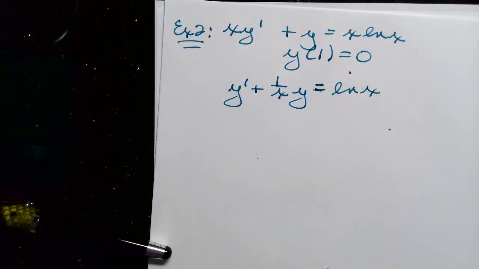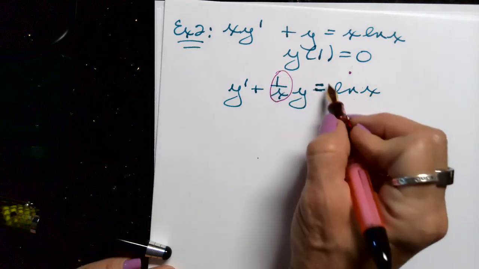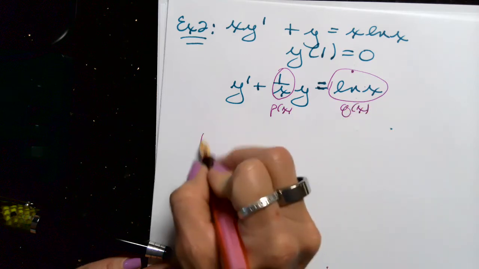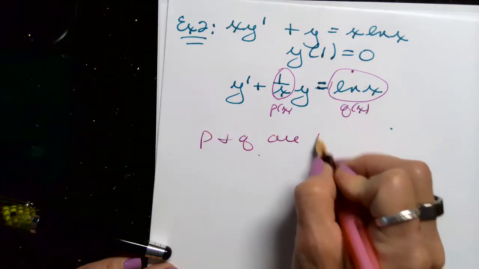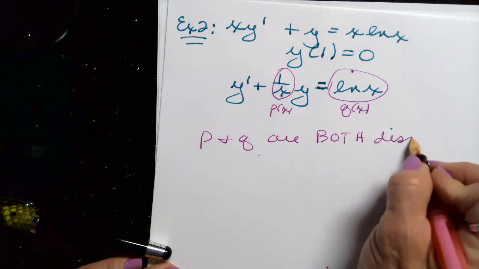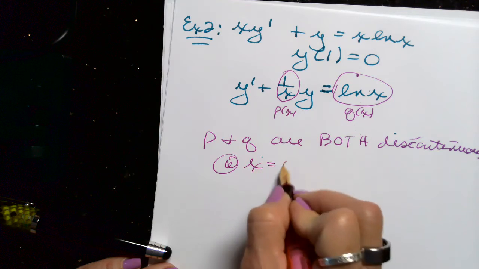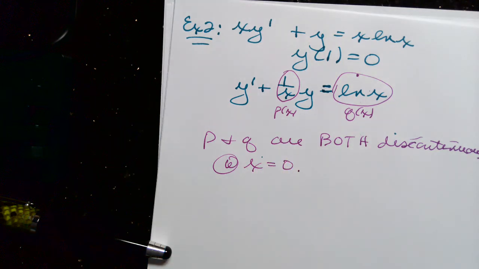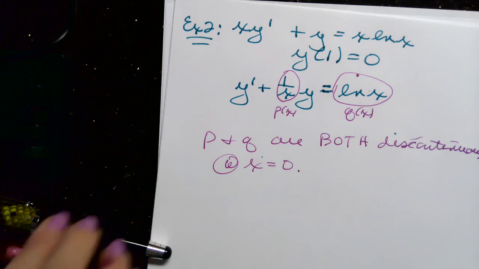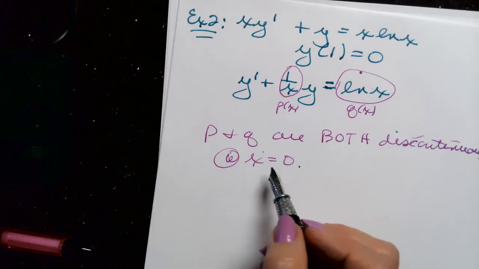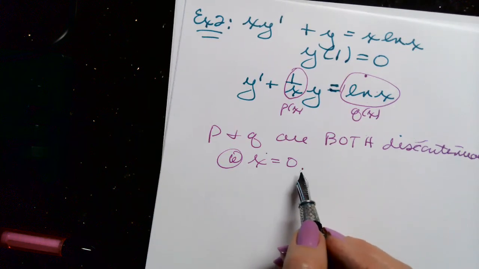Okay, and so again, we have a problem. The solution will not exist everywhere because p of x and q of x, so p and q, are both discontinuous at x equals 0. Okay. So we don't expect our solution to be nice at x equals 0. So that means, and now a little bit different from before, we can't hope for x equals 0, but we could hope from minus infinity to 0 or 0 to infinity. Could we do that in this case?